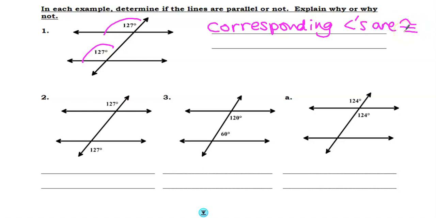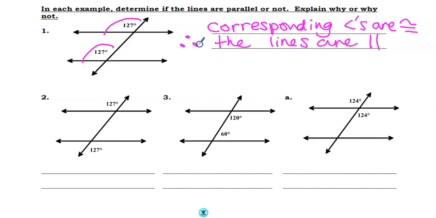Corresponding angles are congruent, then that means that the lines are parallel. You can write, those three dots mean therefore. Therefore, the lines are parallel. Okay? All right, let's try the next set.